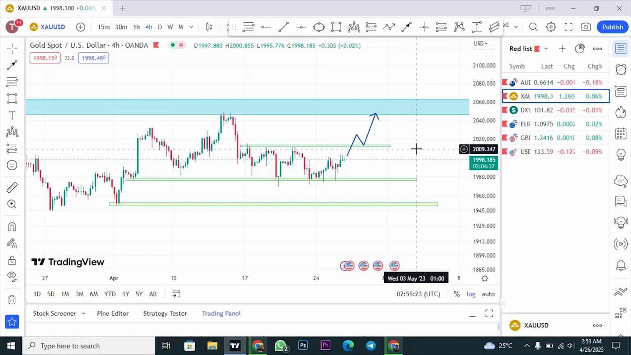So I'm just going to be going through a few pairs for you guys, just a quick little update so that you know what's actually happening in the market. Let's start off with gold.